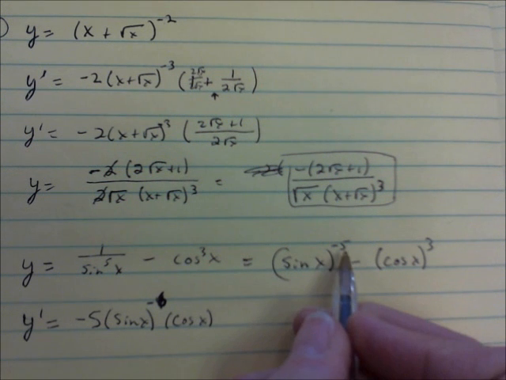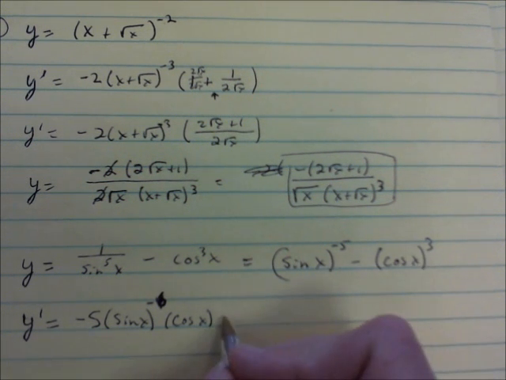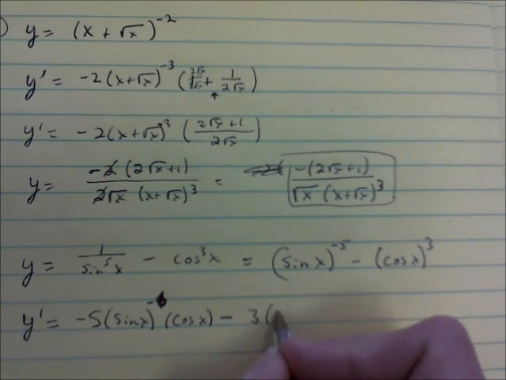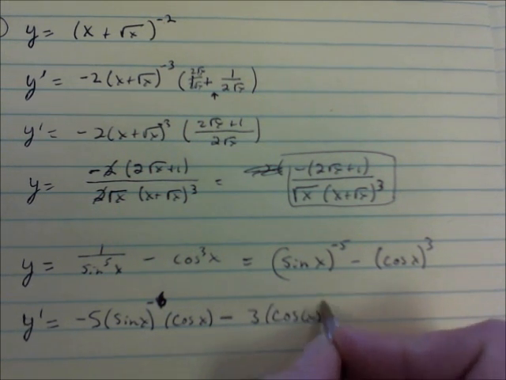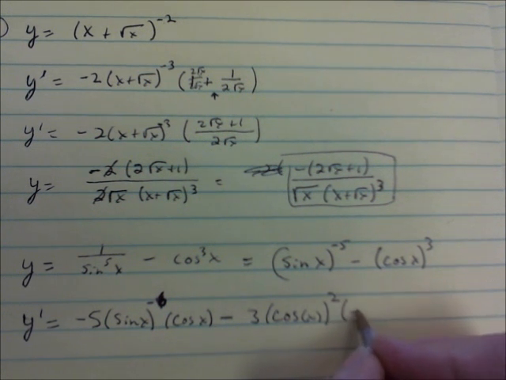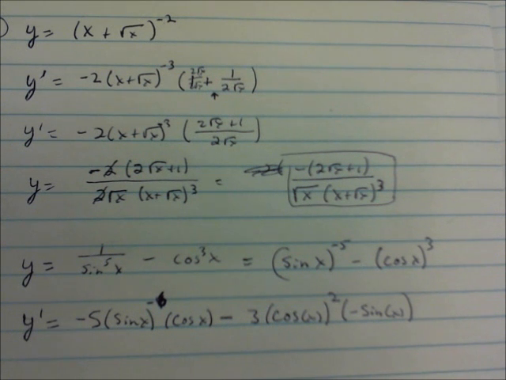So there's your derivative of the first term. The derivative of the second term: minus, now you drop the 3 down front, 3 cosine of x squared, and then the derivative of the cosine is the negative sine of x. And the only thing we'll do here is clean this up a little bit.